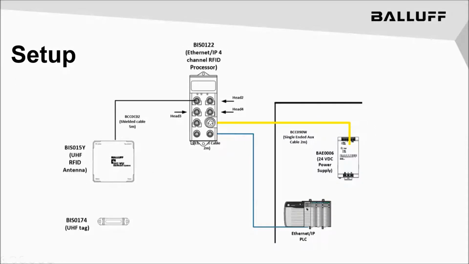The current setup is as follows. The BIS V processor is a single Ethernet IP node, and it's attached through a single Ethernet cable to the Rockwell PLC. The BIS VU antenna is attached to head 1 of the BIS V processor. The BIS V processor is capable of connecting up to 4 RFID heads. There's also a UHF RFID tag that's placed in front of the BIS VU antenna.